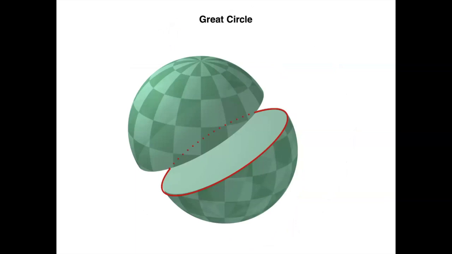A great circle is a circle that lies in a plane that contains the center of the sphere. What you're seeing here is a sphere being bisected. A plane that bisects the sphere has to pass through the center. Where this plane intersects the sphere, you have a great circle. An example would be the equator of the Earth. It is a great circle.